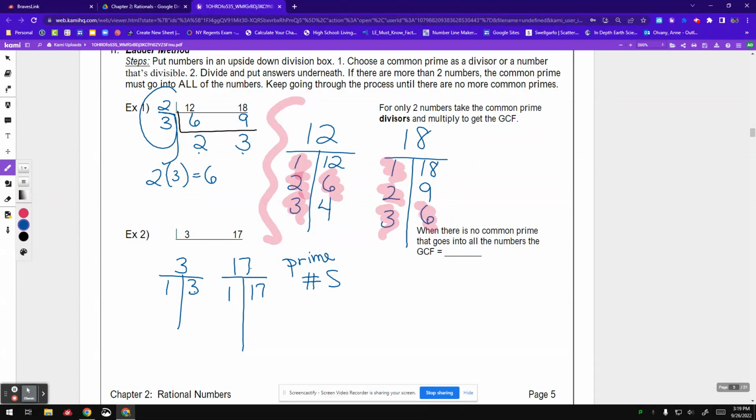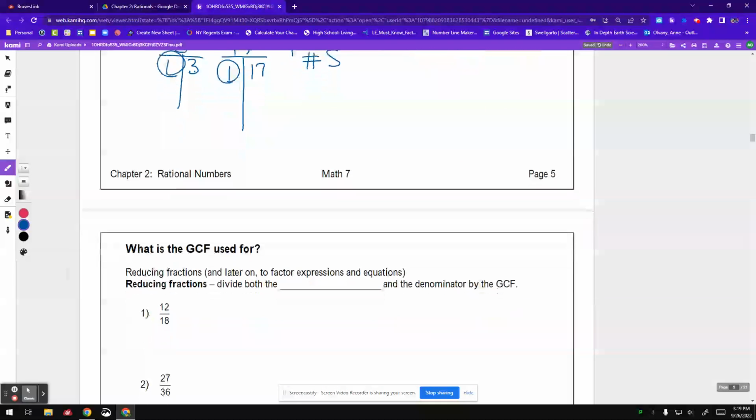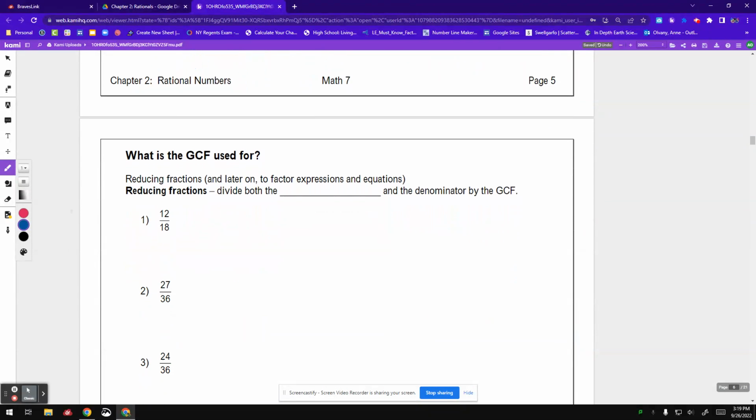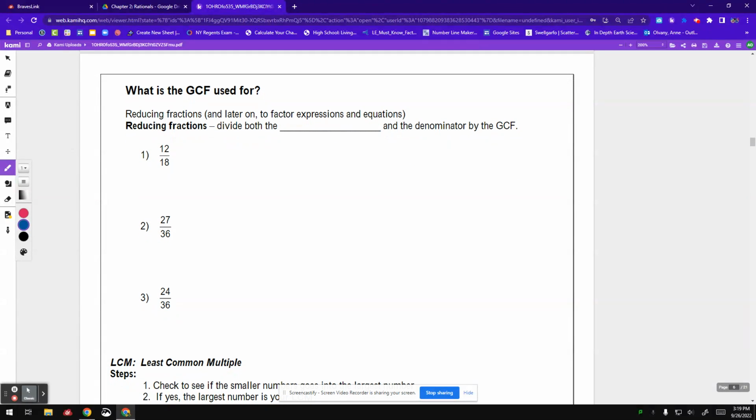And when there's no common prime that goes into all of them except for 1, then the GCF is 1. We call those numbers relatively prime. So why is it important to even know the GCF, the greatest common factor? Well, the biggest reason is in reducing fractions, where we divide both the numerator and the denominator by the GCF.